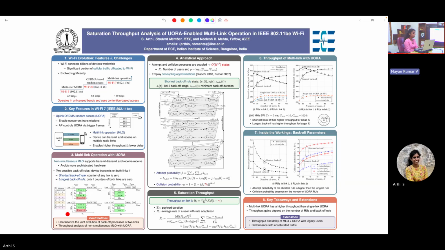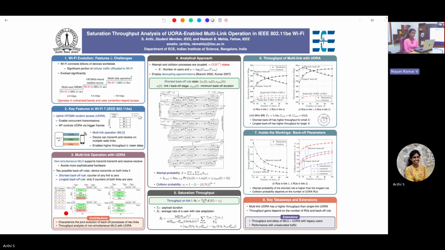However, in the shortest backoff rule, a user can transmit even if one of the links' counters reaches 0. So, along with users 2 and 6, users 1 and 4 also transmit. So altogether, users 1, 2, 4, and 6 transmit in the shortest backoff rule.